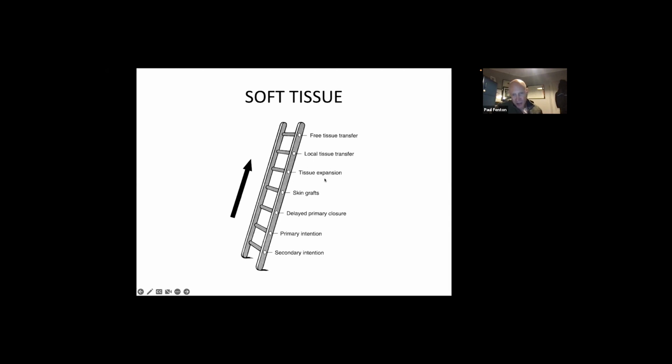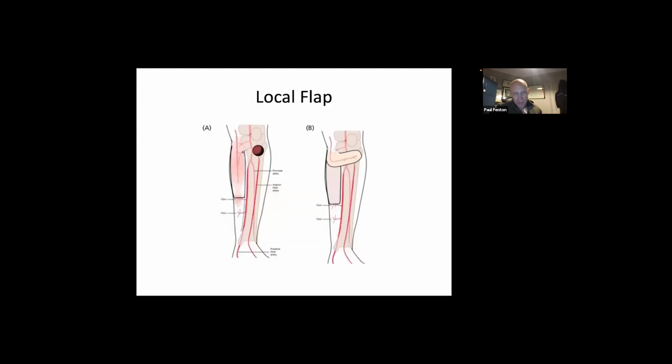We don't use tissue expansion for open fractures. We can use local tissue transfer probably for more lower energy injuries, and free tissue transfer is probably now the gold standard for those high energy injuries with big soft tissue defects.